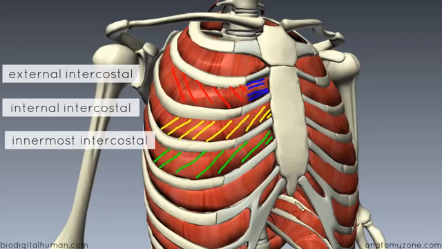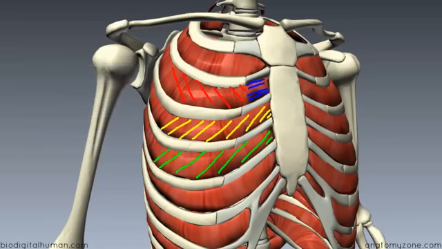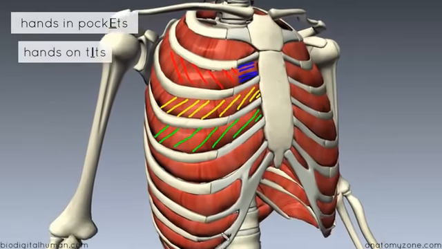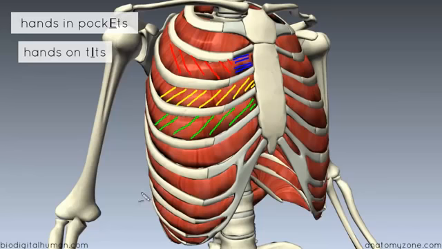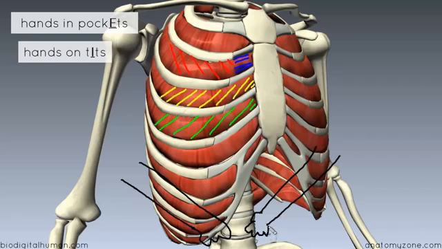The way to remember the orientation of these fibers is with a simple mnemonic, which is the same as the mnemonic I used in the anterior abdominal wall muscles tutorial. So hands in pockets and hands on tits. If I just draw some hands which are in pockets, pretty crappy drawing, but it's the best I can do, unfortunately. So this is the forearm, and this is the hand, and this is the sort of angle your forearms would be if they were in your pockets.